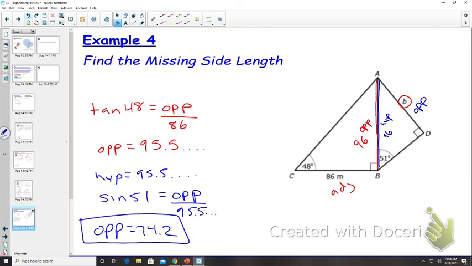I got 74.6. Did you round your intermediate? No. Are you sure? Okay, well I did. This is supposed to be 95.5 or whatever, and I used 96. See, it's just a small thing, but it'll be off by a little, 0.4. If you showed all your work and I saw that, I would take off half a mark for rounding your intermediates.